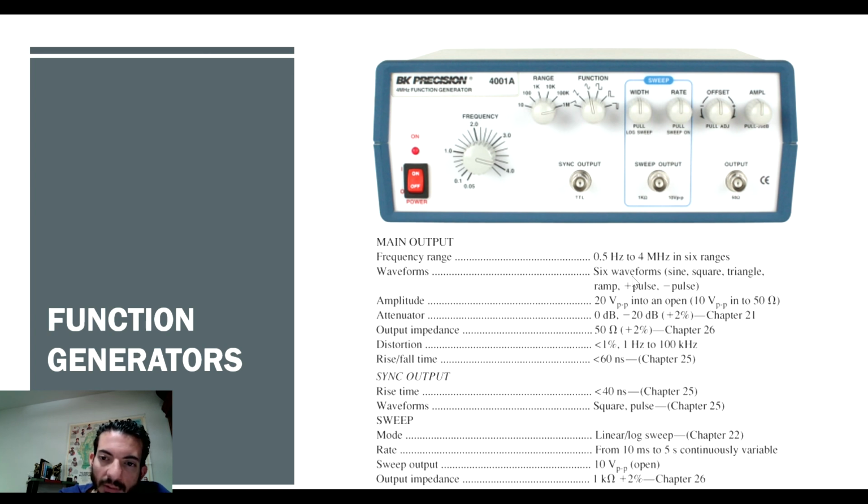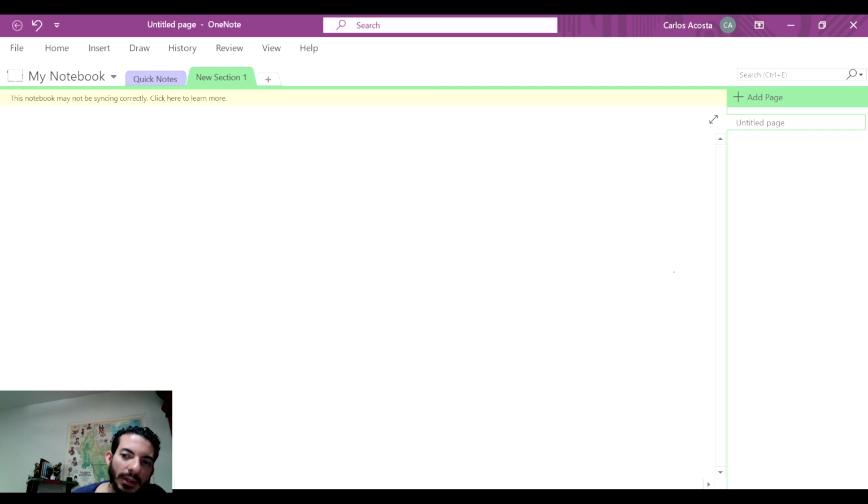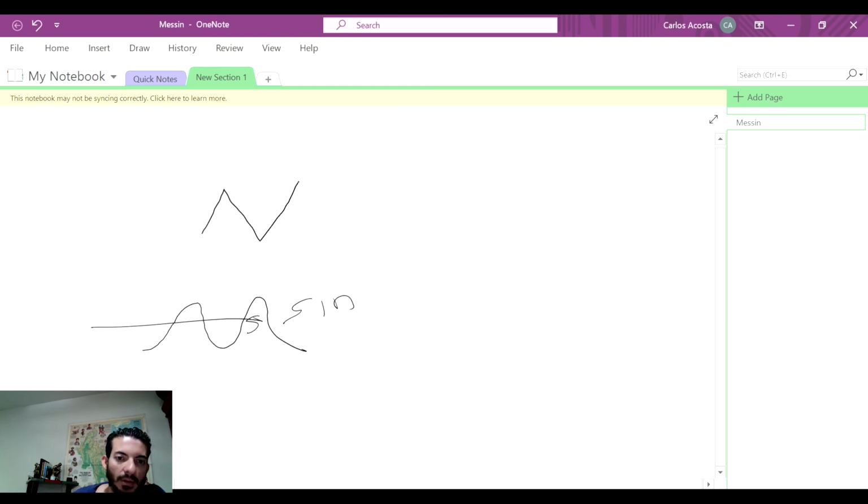The waveforms they give you are going to be sine, square, triangle. Generally you use different types to characterize your circuit. You want to see how your circuit behaves given different types of waves, because of course we're talking about sine wave, right? So this is going to be sine. Cosine, we saw this the opposite. We have a triangular wave.